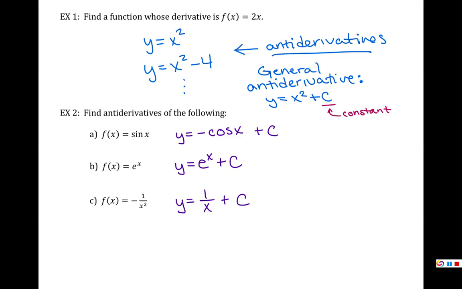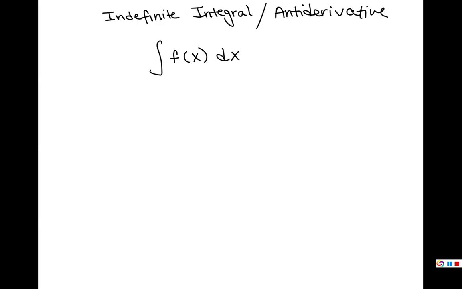Now, some of you might not have recognized that last one, and I don't expect you to recognize every single derivative, and so therefore, I think we need to come up with some properties and rules for antiderivatives. Before I do that, though, I'm going to give you some notation and vocabulary that I'm going to be using. I've been using the word antiderivative. We can also call this the indefinite integral. Those two words are interchangeable. They mean the exact same thing.